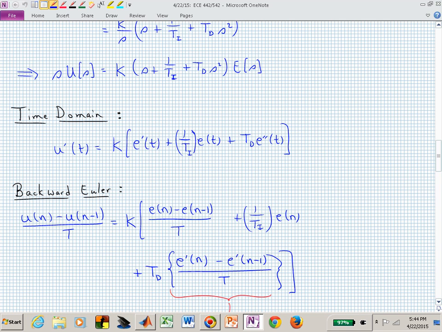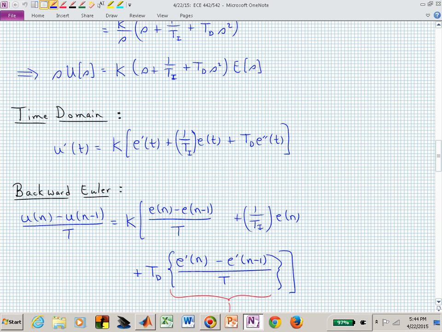In the very last term, I need to essentially approximate the second derivative, and I'm going to do that in two steps. The first step, I'm saying, let me just take the derivative of E now minus the derivative of E one sample period before. And now I've basically approximated one of those two derivatives. And I'm going to divide that by T. Is it clear where this equation is coming from? Using the backward Euler approximation to obtain the discrete equivalent.